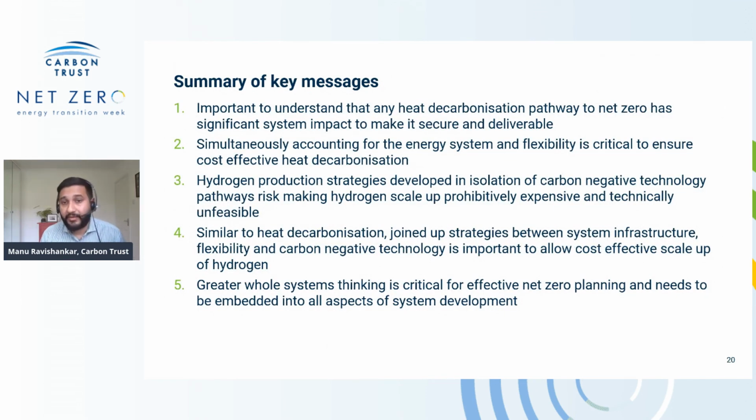I'm going to quickly summarize some of the key messages, as we've gone through quite a number of different outputs from the analysis. The first is, it is important to understand that any heat decarbonization pathway to net zero has significant system impact to make it secure and deliverable. Simultaneously accounting for the energy system and flexibility is critical to ensure that heat decarbonization is done as cost effectively as we can. Turning to hydrogen, hydrogen production strategies developed in isolation of carbon negative technology pathways risk making hydrogen scale up prohibitively expensive and potentially technically unfeasible as well.